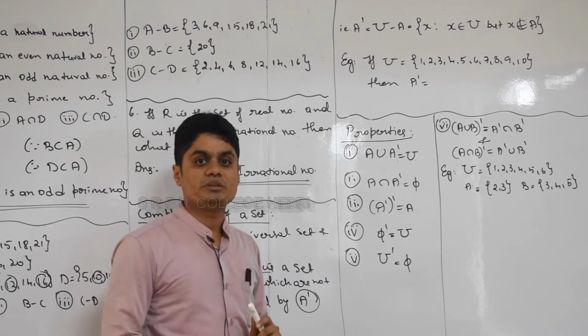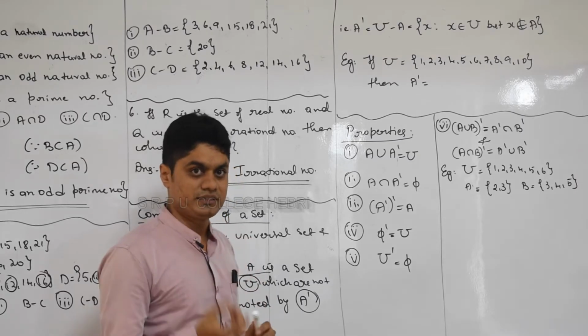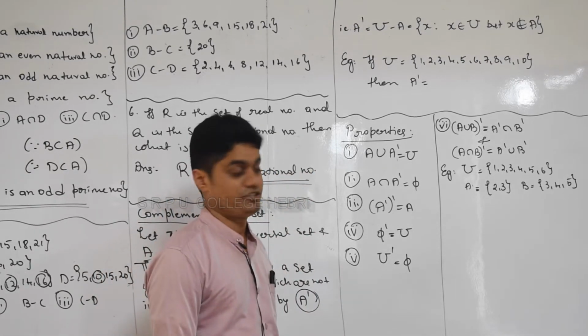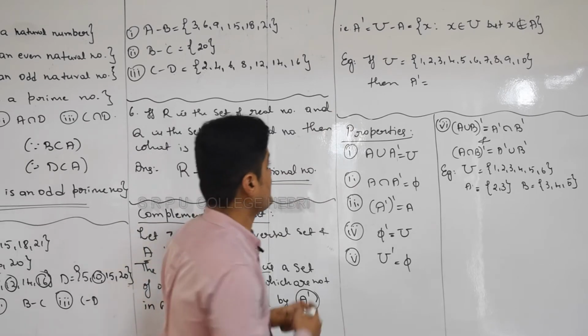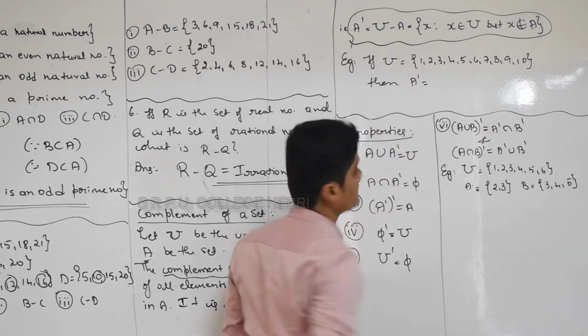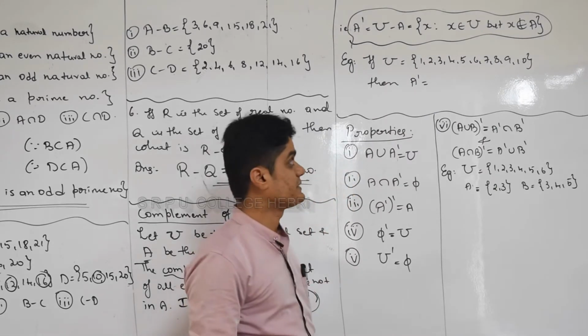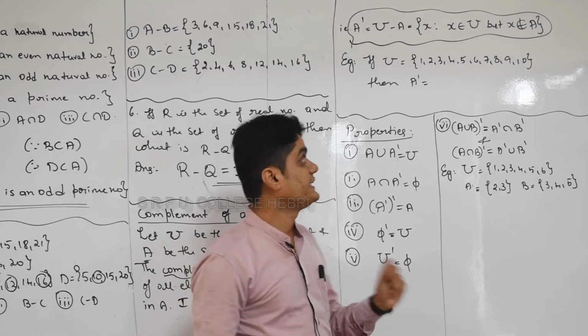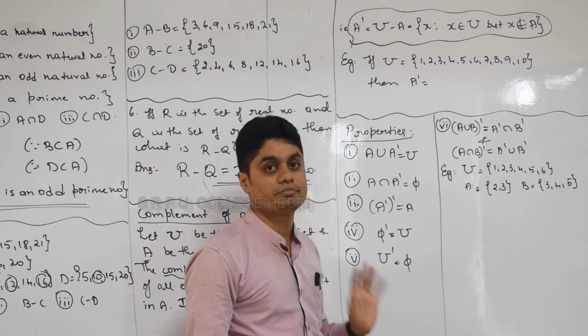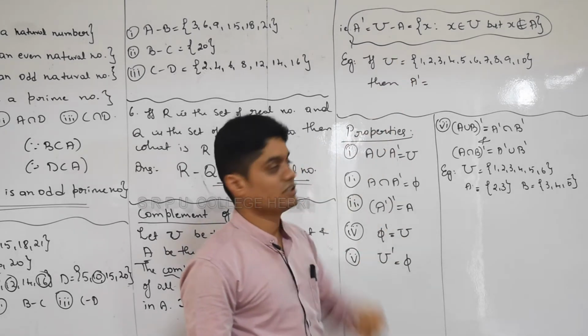So what do you mean by complement of a set? Removing A from the universal set is known as the complement, and it is denoted by A dash. So A dash is equal to U minus A, removing A from U. How to represent it in set builder form? It is x such that x belongs to U but x does not belong to A. That is known as the complement of the set.